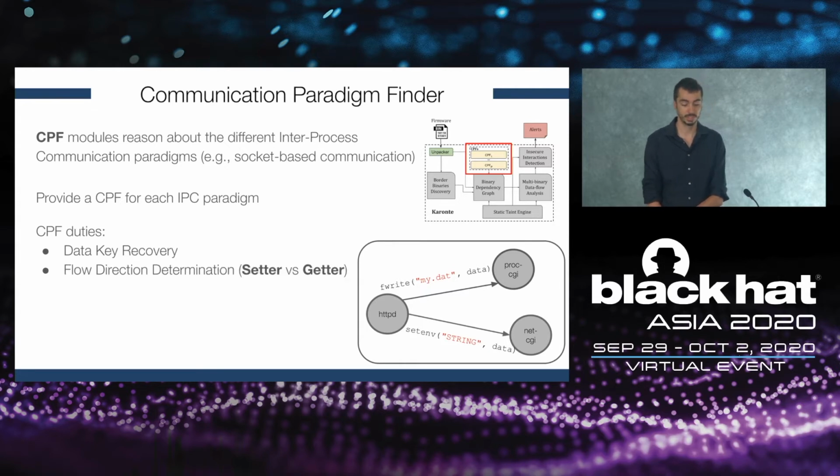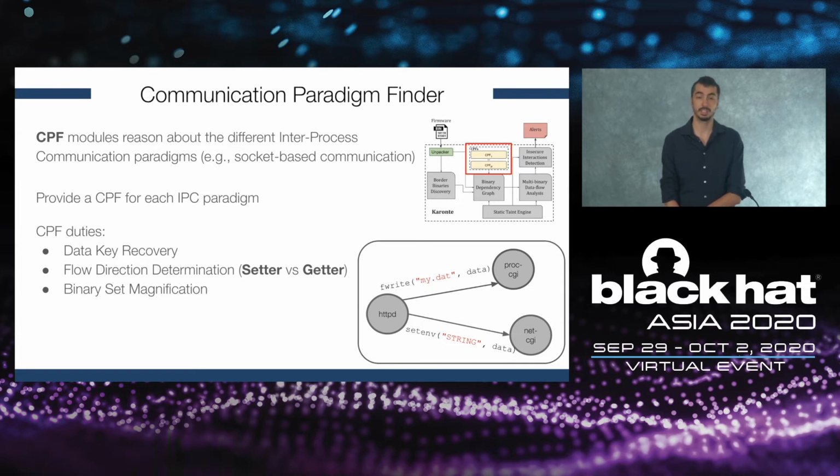Then a CPF determines the flow direction of the communication. It understands whether the binary is setting data for another binary to retrieve, in which case we call the binary the setter, or if the binary is getting some data from another binary, in which case we call the binary the getter. Finally, the CPF performs binary identification, which means that the CPF will use the data key to scan the firmware and find other binaries that can possibly rely on the same data key to use some shared data.